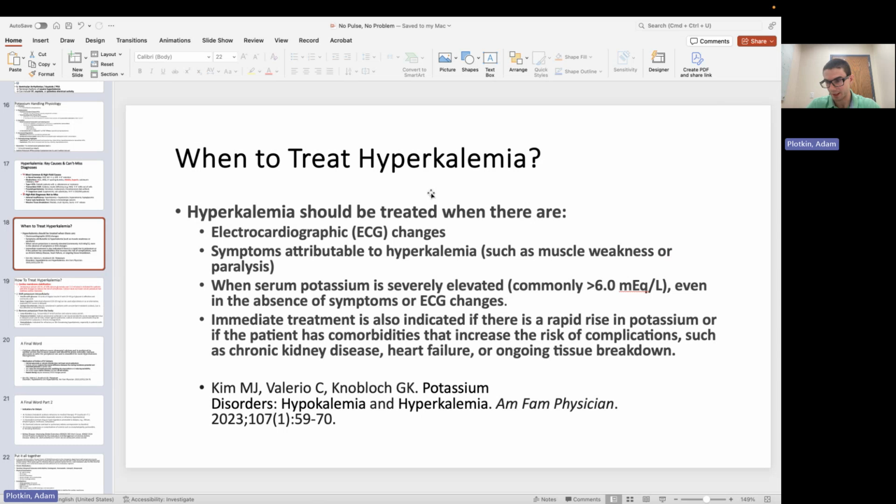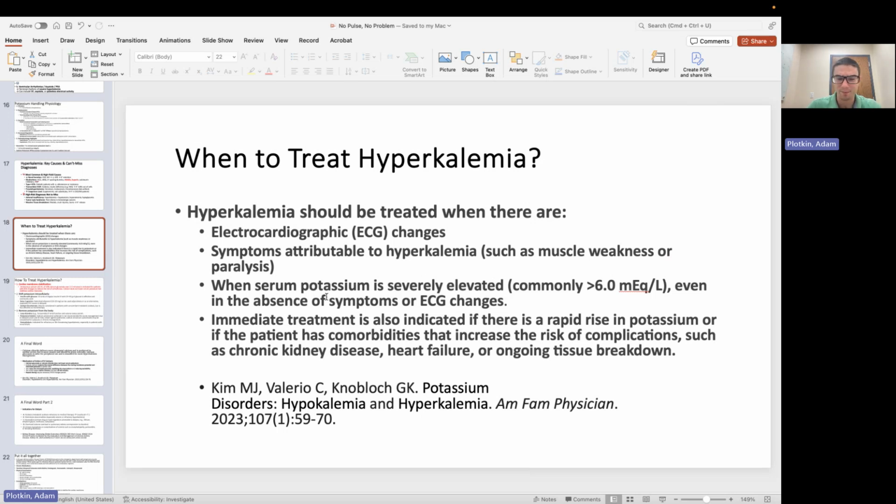So now we're getting into the final portion of the lecture. When do we treat hyperkalemia? Hyperkalemia should be treated when there are EKG changes. We've talked about those already. When there are symptoms attributable to the hyperkalemia, such as muscle weakness or paralysis. When the serum potassium is severely elevated, so usually above 6, 6.5. It really depends on what you're reading, but 6 is probably a good marker, even in the absence of symptoms.